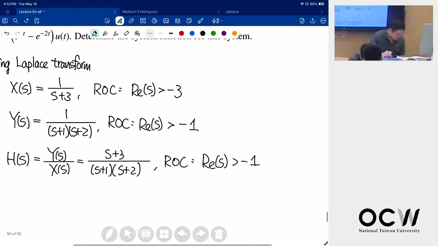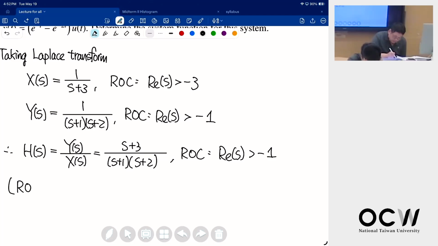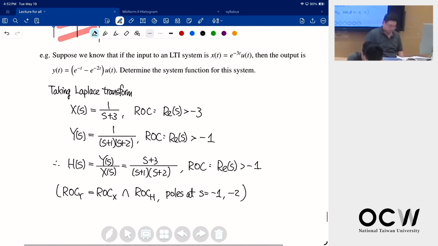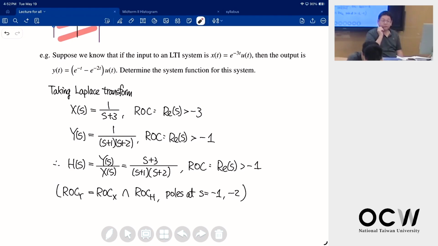Because the region of convergence of Y should be the region of convergence of X intersect the region of convergence of H. And for H, we have poles at s equals minus 1 and minus 2. So now you found the LTI system, and here is the region of convergence.